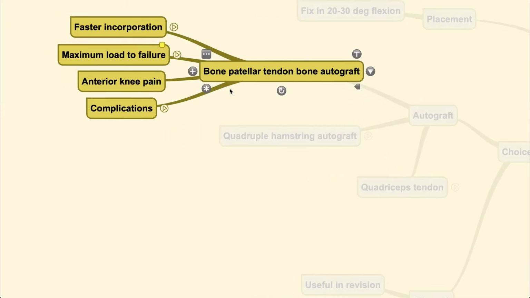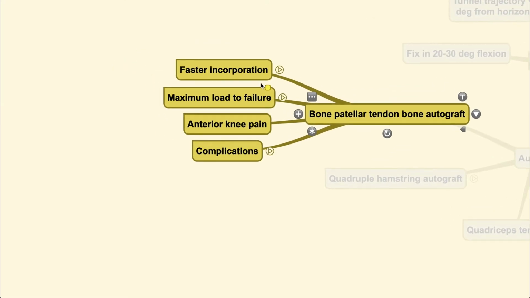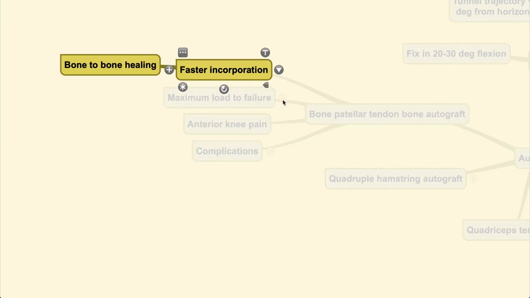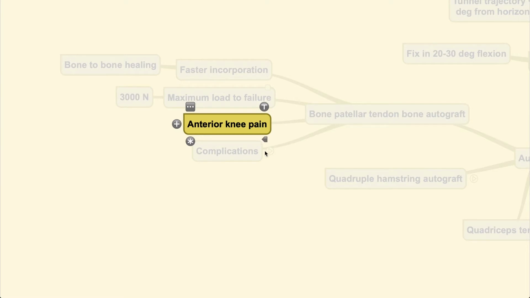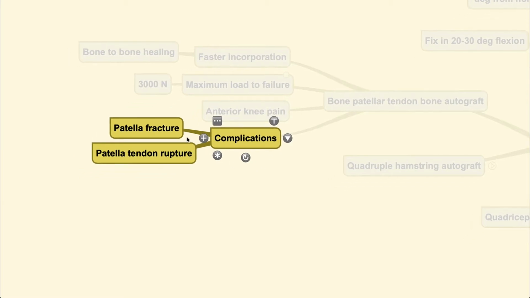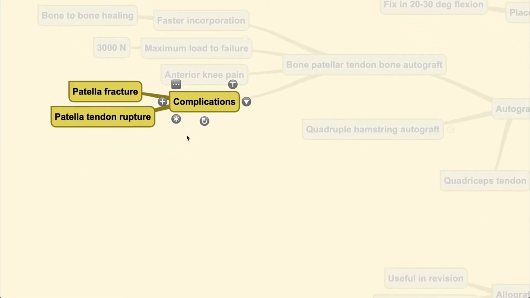For the BPTB, we need to know that the advantage of using it is that it has a faster incorporation rate. You're actually taking a piece of the bone that is attached to the patellar tendon and you're fixating that bone inside the femoral and tibial tunnel. Bone-to-bone healing is indeed faster and it could lead to a maximum load of failure of around 3000 Newton, but there are some complications which include anterior knee pain since you're cutting off a piece of the patella bone, and the complications may include patella fracture and patella tendon rupture.